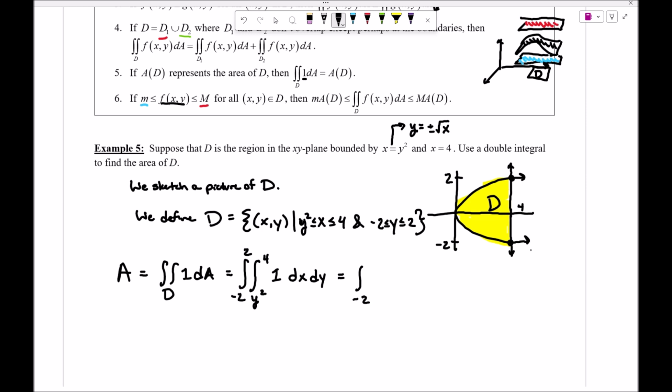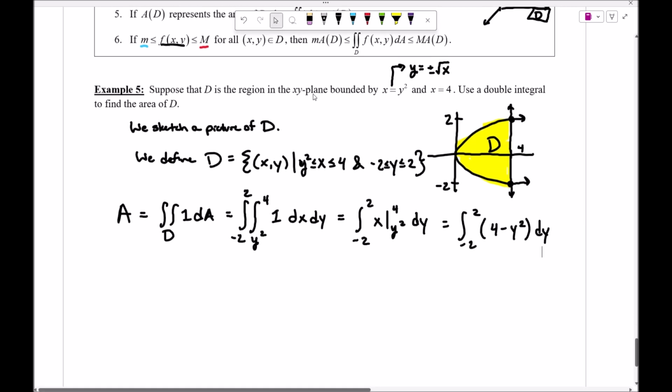So notice I should get -2 to 2, and then I'll just get x as my antiderivative, and I have to evaluate that from y squared up to 4, and then I put a dy here. So if I simplify that up a bit more, this is going to be 4 minus y squared dy. And now I just integrate this with respect to y, and that should also be rather simple.